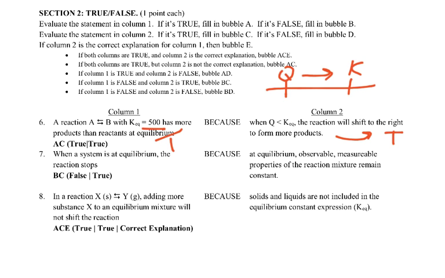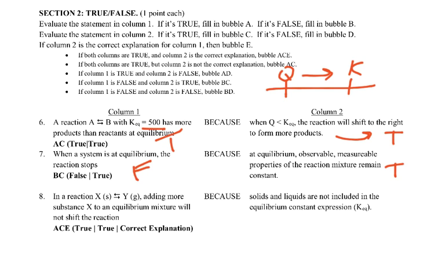Number 7, when a system is at equilibrium, the reaction stops. Absolutely not. Any changes stop because the forward and reverse reactions go on and on and on. So this is definitely a false statement. At equilibrium, observable measurable properties of the reaction mixture remain constant. That's true. If we get constant observable properties, or we say constant macroscopic properties.